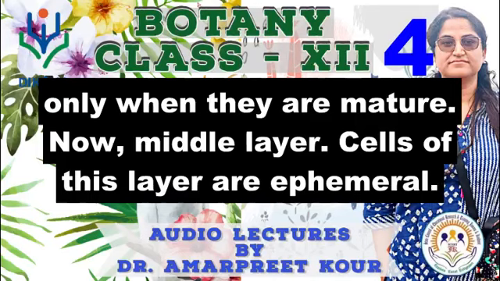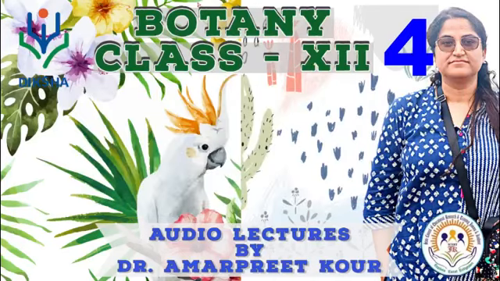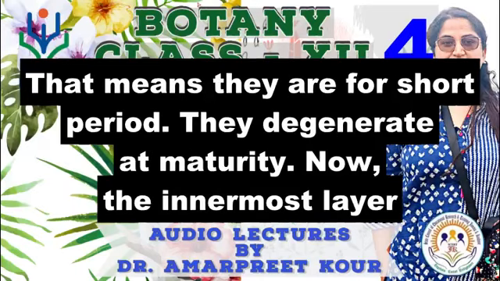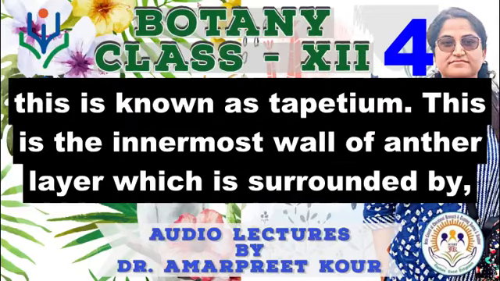Now, middle layer. Cells of this layer are ephemeral. The cells of middle layer are firstly three layered, and these cells are ephemeral. That means they are for short period. They degenerate at maturity. Now the innermost layer, this is known as tapetum.